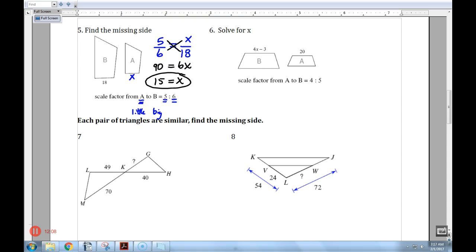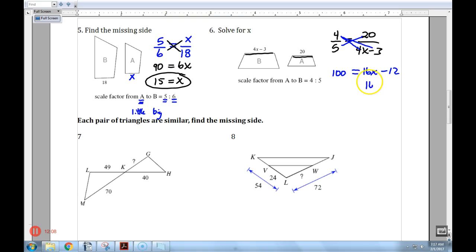Number 6, solve for x. Scale factor from little to big is 4 to 5. And I got to do this. 20 is the small. 4x minus 3 is the large. Got to be a little bit careful here going through. 5 times 20 is 100. 4 times 4x is 16x. But then I got to remember to do 4 times negative 3. That's negative 12.